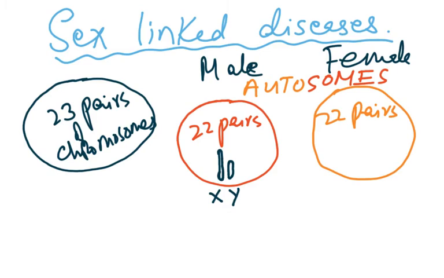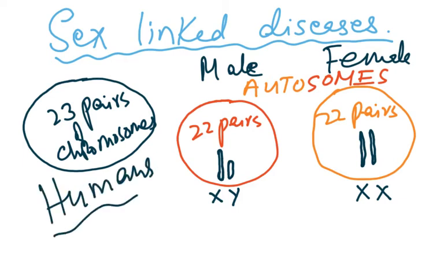But in the female, surprisingly, both are the same length. So if they're both the same length, we've decided to call them XX. Now please remember, this is humans. We are talking of humans. In certain animals, it's the reverse. I mean, the XY would be in the female and the XX would be in the male. So it's not for every organism.